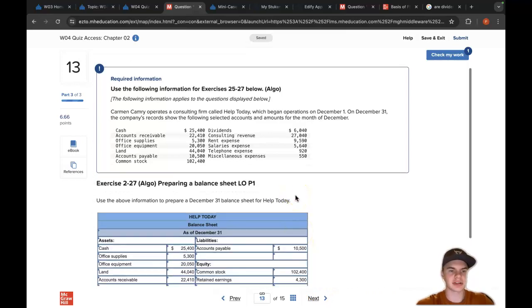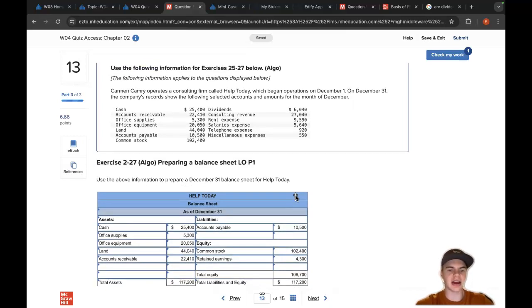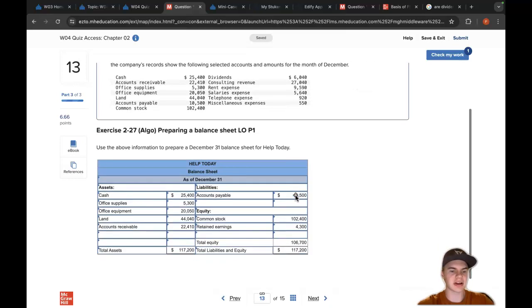Okay, so question 13. It's asking us to prepare a balance sheet for the same company. As you know, balance sheets include assets, liabilities, and equity. So the accounting equation, right? Assets equals liabilities and equity. As you input all this stuff, the total assets down here should equal the total liabilities and equity at the end, if you did it right.